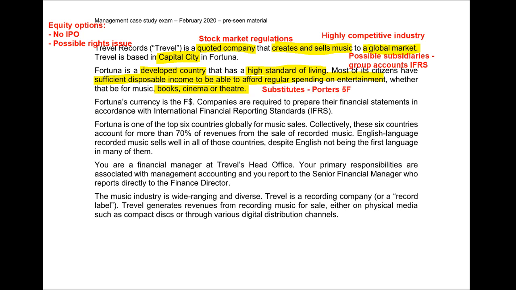Next, we see that Fortuna's currency is the F dollar. Now, this is very, very important because in tandem with this global market, this means that we're going to experience foreign exchange rate risk. It's going to be present in our overall operations, and with that in mind, we have to consider our risk management approach.